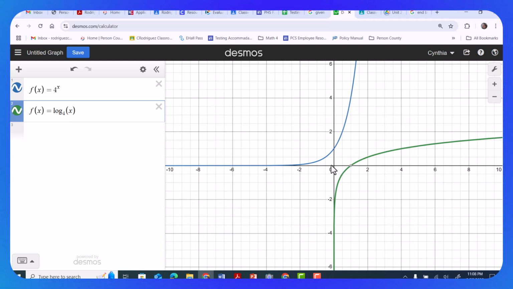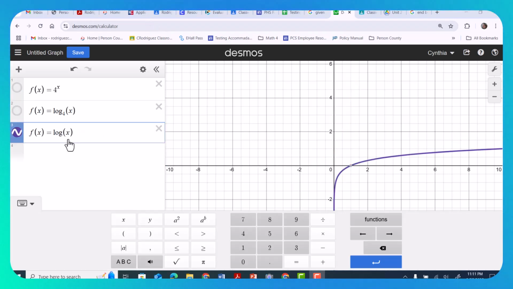Okay, now I wrote down horizontal asymptote. The asymptote is actually going to be a vertical asymptote, or the y-axis. And then as x gets bigger, y gets bigger. As x approaches positive infinity, y also approaches positive infinity.